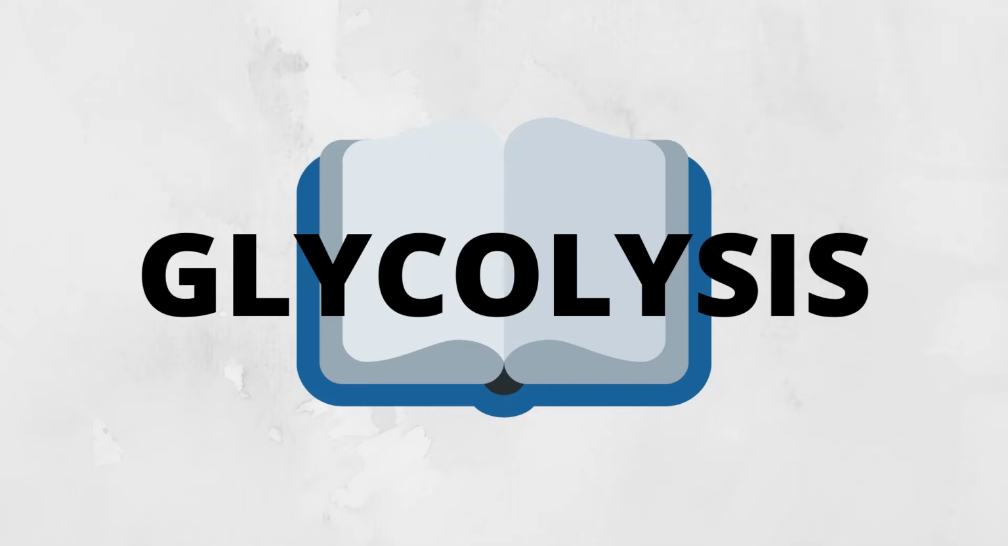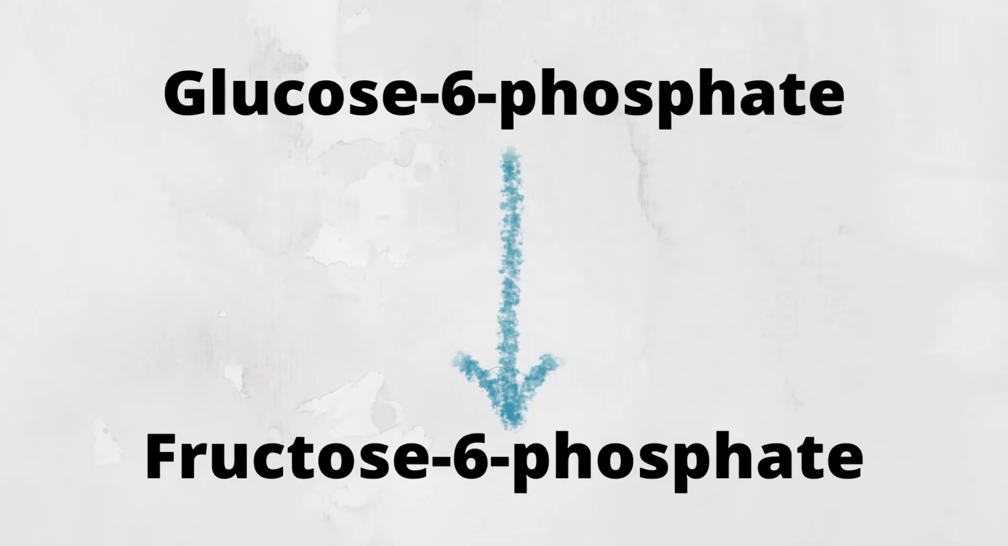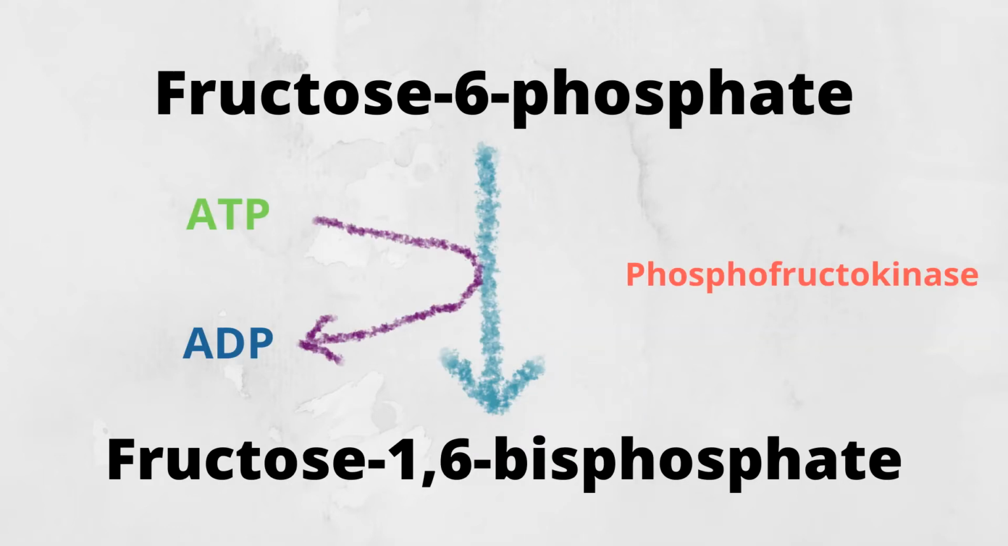Glycolysis takes place in the cytosol of a cell. Phosphorylation of glucose, catalyzed by hexokinase, forms glucose 6-phosphate using ATP. Glucose 6-phosphate is rearranged into fructose 6-phosphate. Phosphorylation of fructose 6-phosphate, catalyzed by phosphofructokinase, forms fructose 1,6-bisphosphate using ATP.